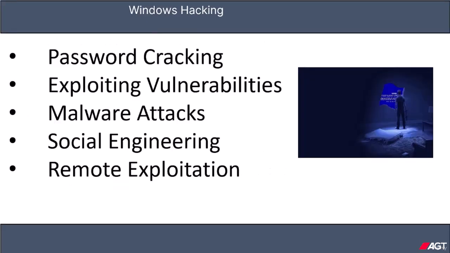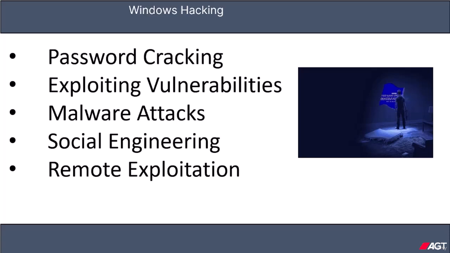We can use password cracking methods to hack the Windows operating system. The next way, we can exploit vulnerabilities. If there is any vulnerability present in the Windows operating system, we can exploit it. The third way that we have is a malware attack. Hackers try to distribute malware. Once you install that malware, your Windows will be hacked. The next attack is social engineering. The hacker will try to manipulate your mind, and they will send you some malicious links. Once you click on any link, your Windows will be hacked. And the next way that we have is remote exploitation.